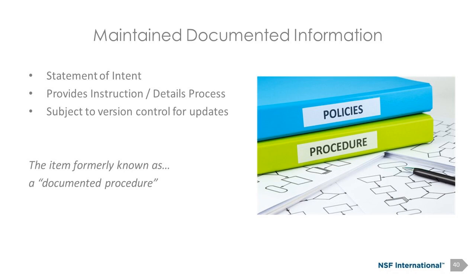Switching gears, let's go through the maintain documented information piece. This is statements of intent, provides instructions or details of the process. It doesn't necessarily tell us the format, but it does tell us that it's subject to version control for updates. We've got some methodology to review, update, and approve, and then we've got to have some way to identify what versions or what controlling mechanisms exist.